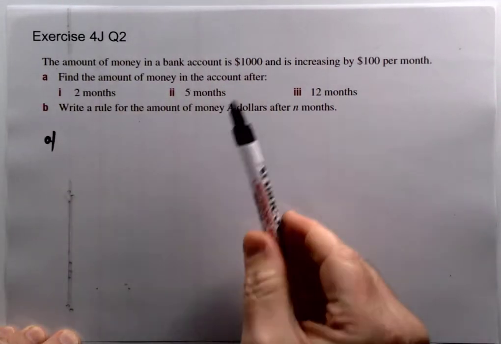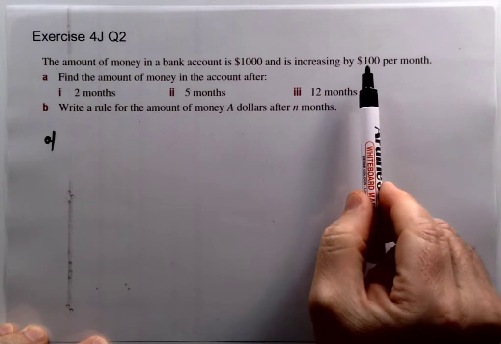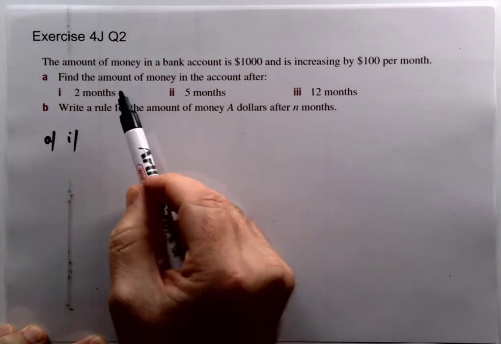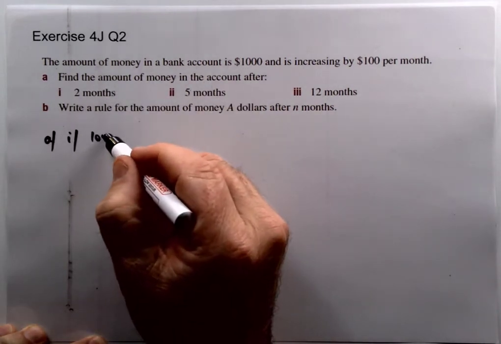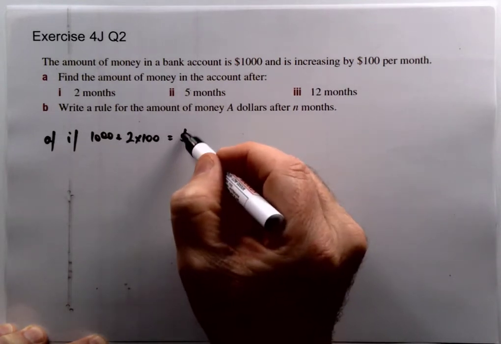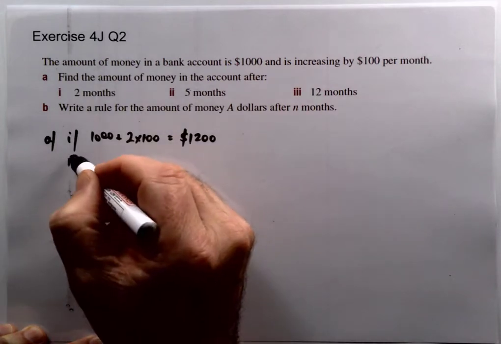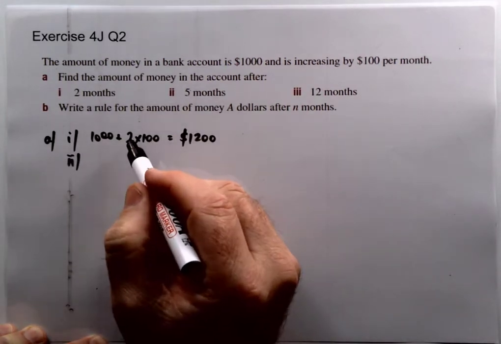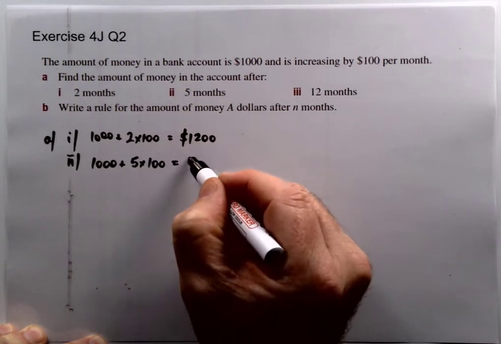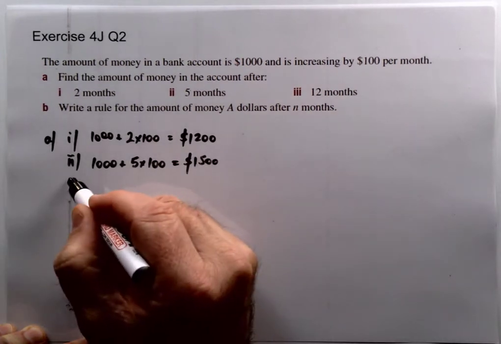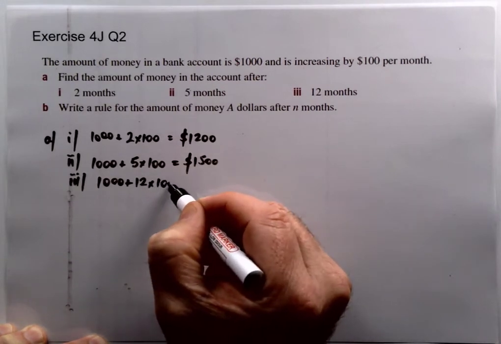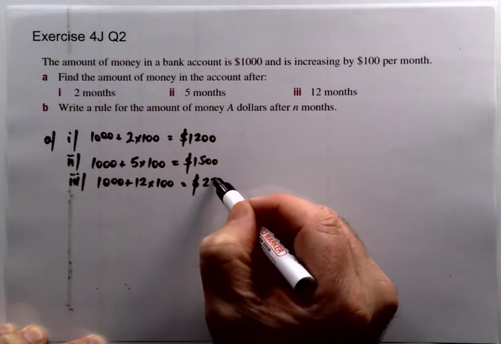Okay, we've got $1,000 in the bank at the moment, and we're increasing it by $100 per month. We need to find the amount of money after 2 months. So that would be the initial $1,000, plus we'd get 2 lots of the $100. So that's going to be $1,200. After 5 months, same thing, but we're going to be replacing the 2 with a 5, so we'll get $1,500. Part 3, again, after 12 months we'll add 12 lots of the 100. That should be $2,200.